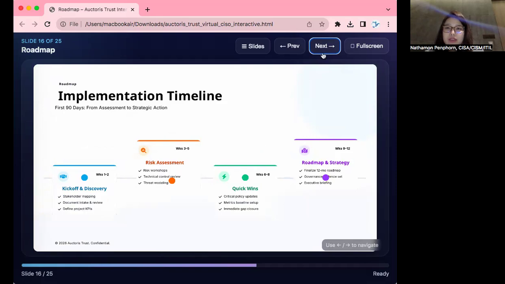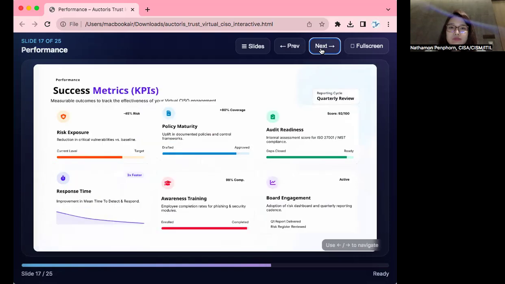Implementation timeline. This tells you the first 90 days, from the assessment to strategic action. We split it into kickoff and discovery, with the risk assessment starting from week 3. During week 6, we do the critical policy updates, metrics baseline setup, and immediate gap closures. Starting from week 9 to 12, we do the roadmap and strategy, where we finalize the 12-month roadmap and do some executive briefing.